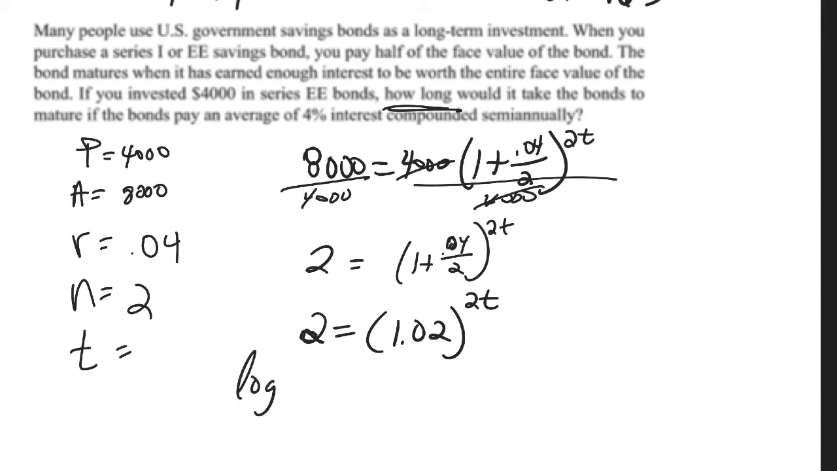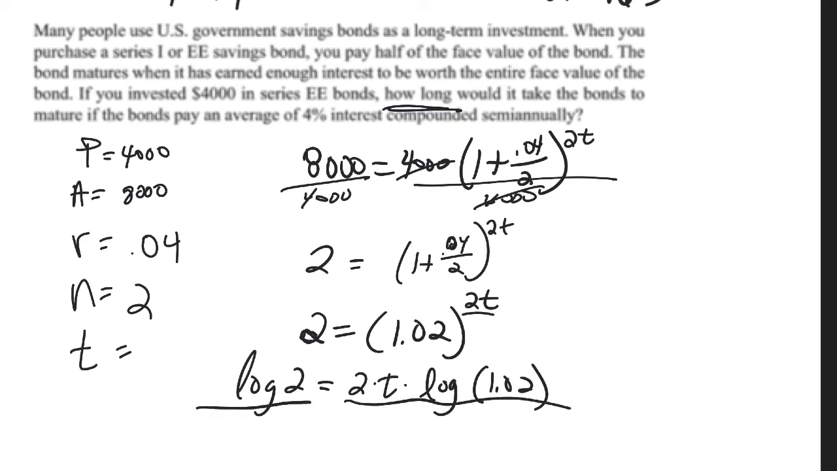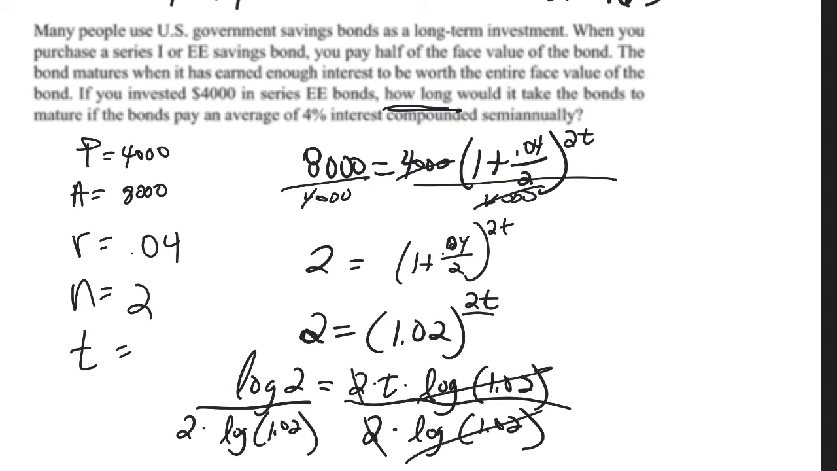Log of 2 equals, bring this down, 2 times t times the log of 1.02. And if I just divide both sides by 2 times the log of 1.02, I'm canceling my 2 and I'm canceling my log of 1.02. And if I put this in the calculator, it's going to give me the amount of time.